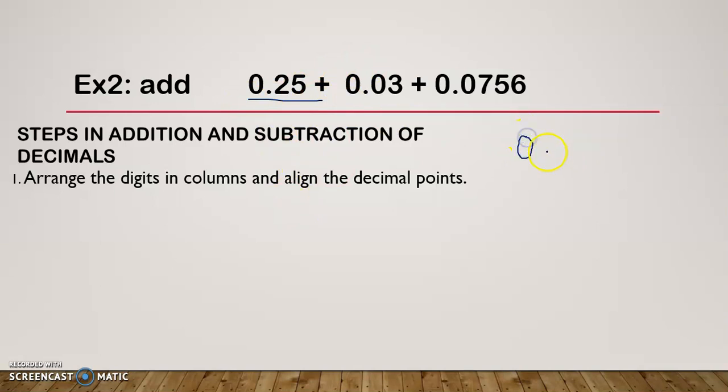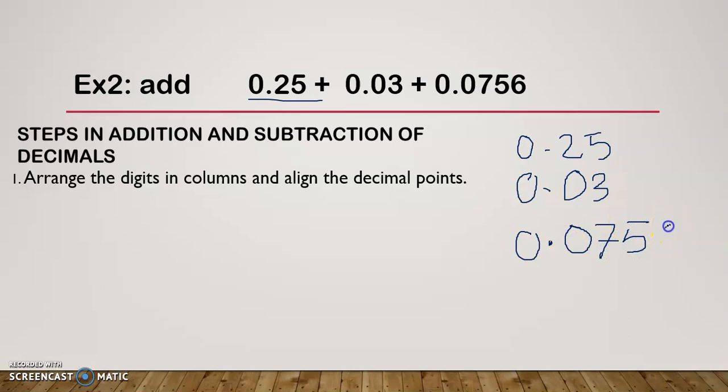This is 0 and 25. And then 0 and then 0 and then 3. Of course. And then 0 and then 0, 7, and then 5, and then 6. And then the operation is addition.